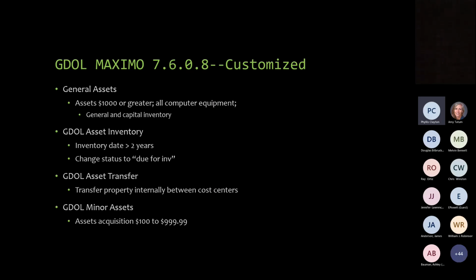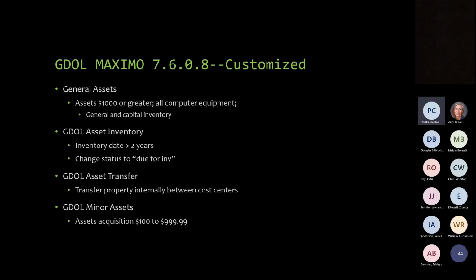In this module, we track movement of our property that costs $1,000 or greater. And we also put in computer equipment and anything that we may deem as a high theft item.